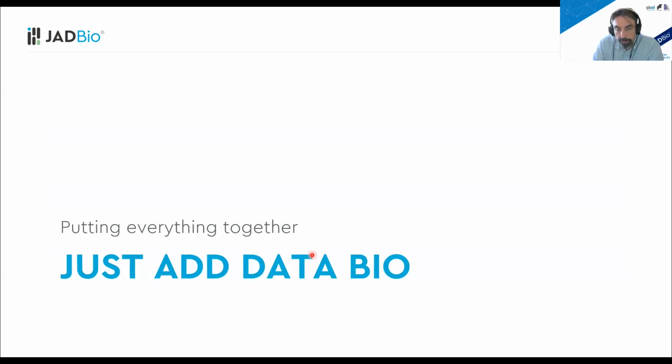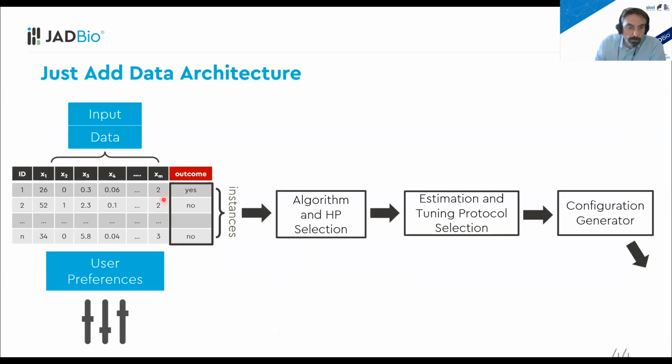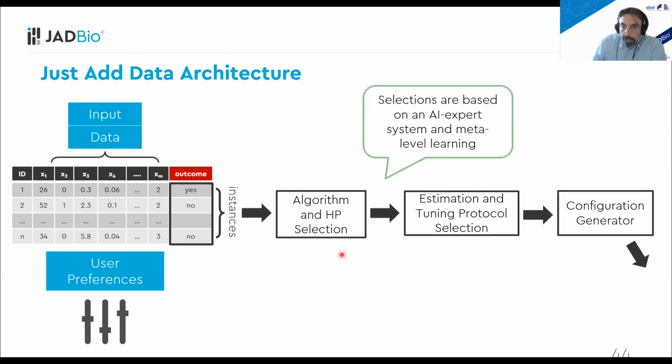So putting everything together now, let's see how we design the system. We start from a data matrix and the user preferences, maybe about how much computation to use, for example. This is the outcome. What we do next is the AI system needs to determine which algorithms to run, which combinations are allowed, and which hyperparameter values are allowed for this specific data set. And also the AI system, using the Metalevel learning system that induces knowledge, determines which estimation protocol is better. Is tenfold cross-validation the best, or a single holdout, or something different?